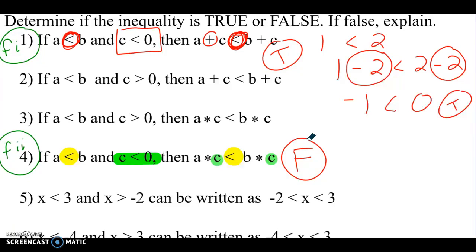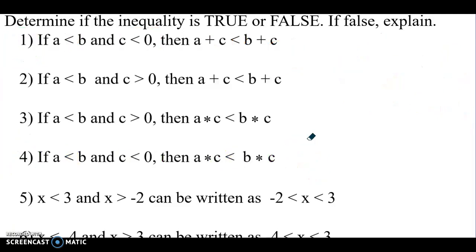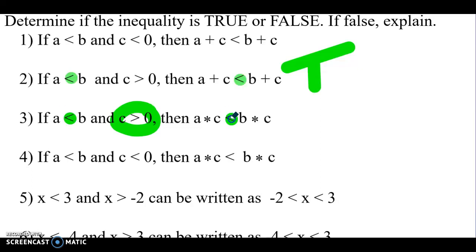Okay, try 2 and 3 real quick on your own. Okay, what do you get for number 2? You add a positive C to both sides. Is this true? Yes, so that is a true statement. And then the next one, you're multiplying both sides by a positive C. So if you multiply both sides by a positive number, should this stay the same? Yeah, so that is also a true statement. True, true.